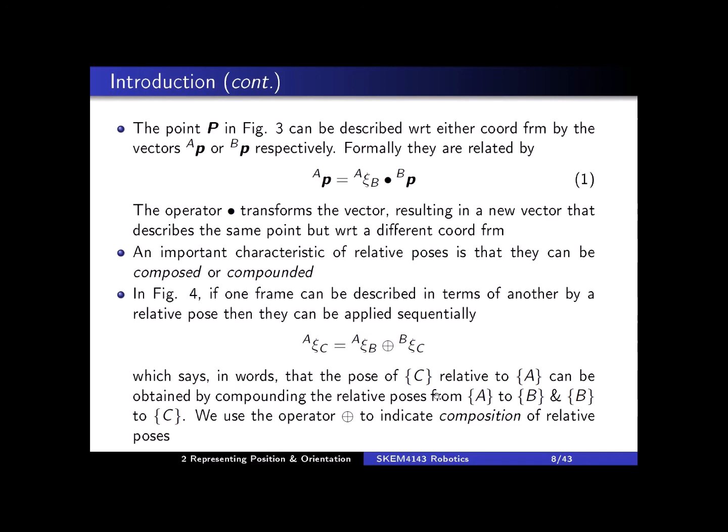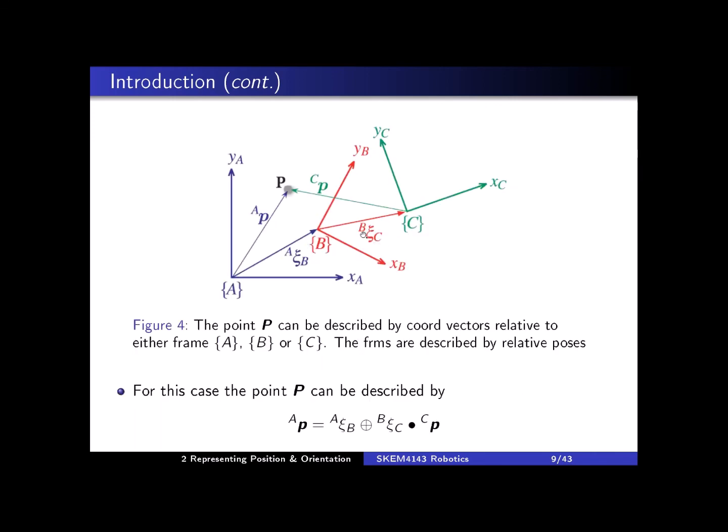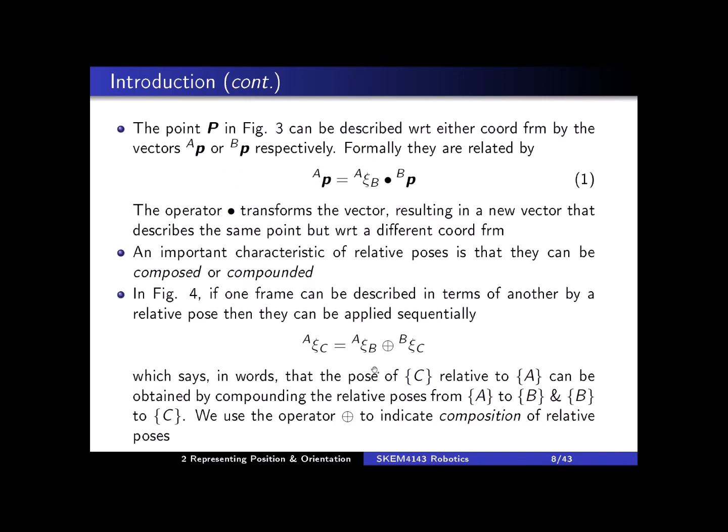So we want to be able to get new poses from existing poses. If I have psi BA and psi CB, and I'm interested in finding psi CA, which means the pose of this with respect to the pose of this, I can actually do this: psi BA composed with psi CB.